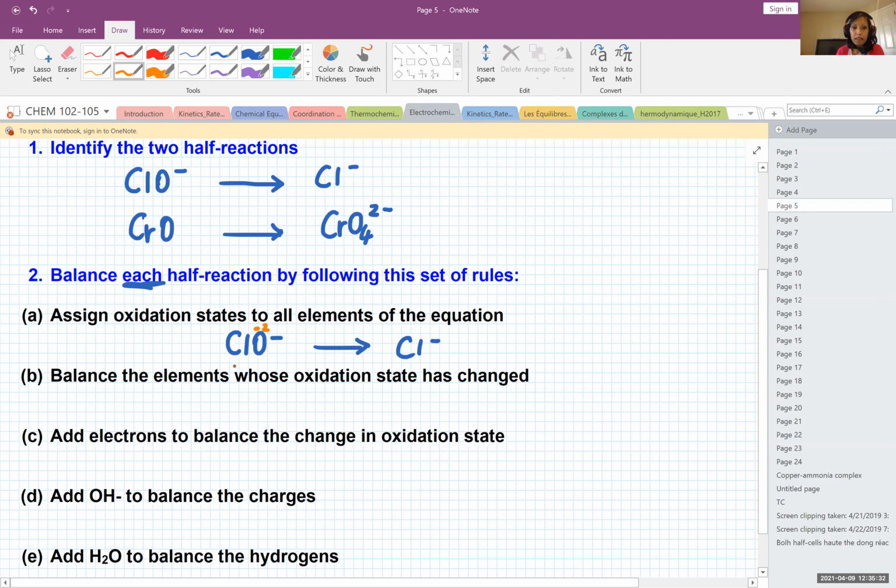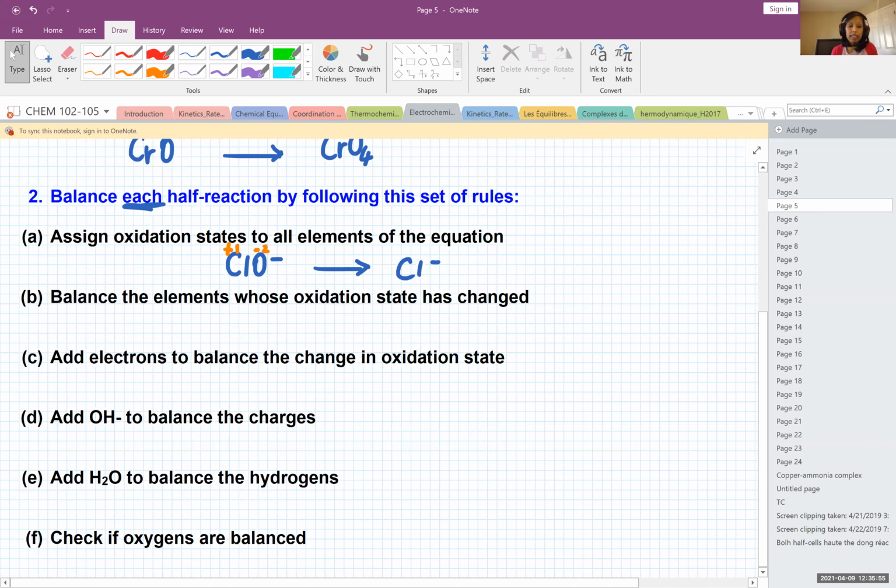Remember, the halogens are not always in a -1 oxidation state. So here, if I do that and use the overall charge on this molecule, I will obtain a +1 oxidation state for chlorine. And here I just have Cl minus. It already has the charge indicated here, so I don't need to do anything. When this is done, I move to the next step.